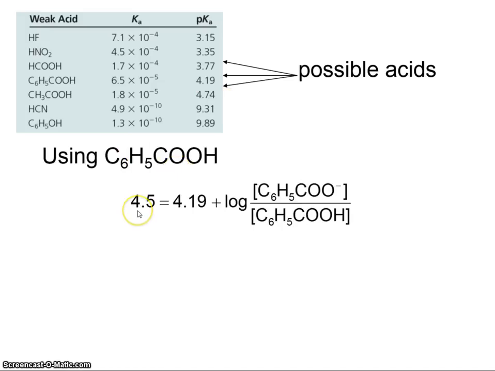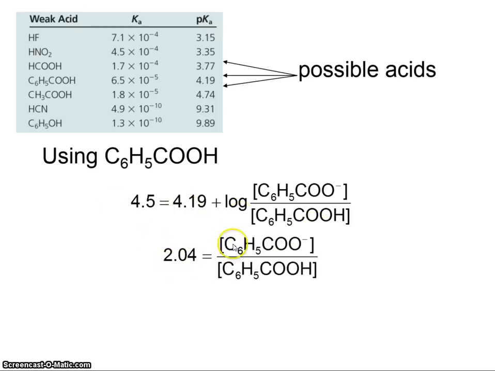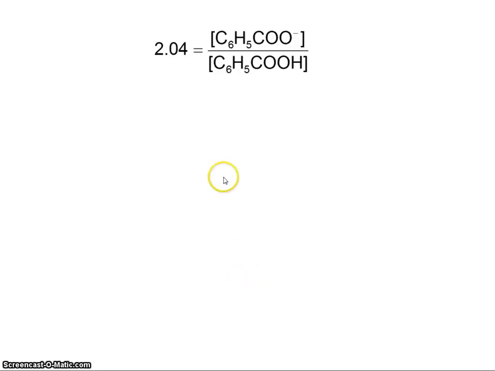Right. I know the pH is fixed because I said I wanted it at 4.5. I've got the pKa is 4.19. Right, and then it's going to be the benzoic acid. The log. I want to adjust it by changing the relative concentrations of the conjugate base and the conjugate acid. All right, so I'm going to leave these guys. I'm going to move this 4.19 over to the other side and get 2.04 is equal to the ratio of conjugate base to conjugate acid. All right, so my 2.04 is the ratio of A to HA.